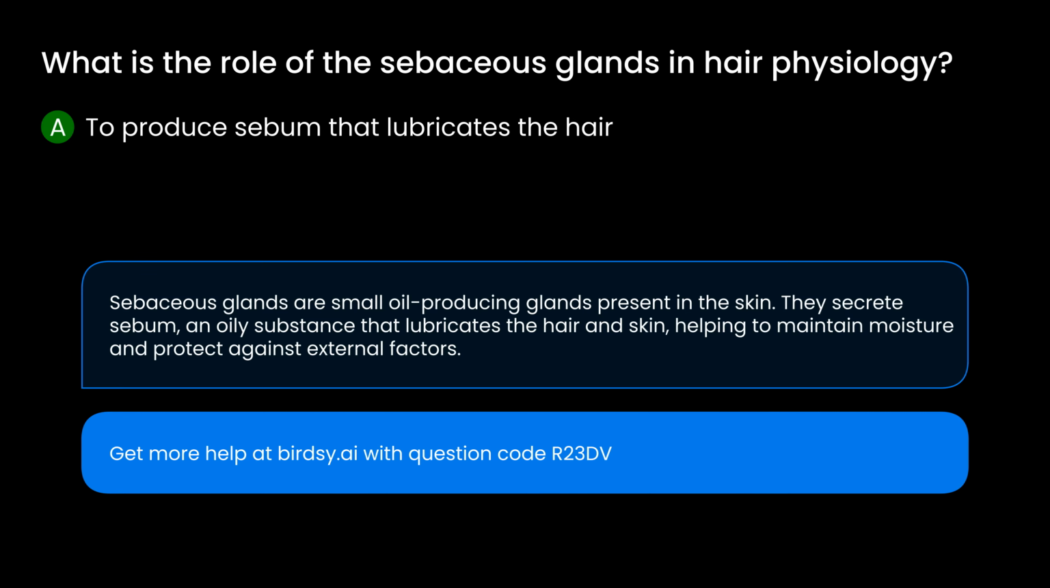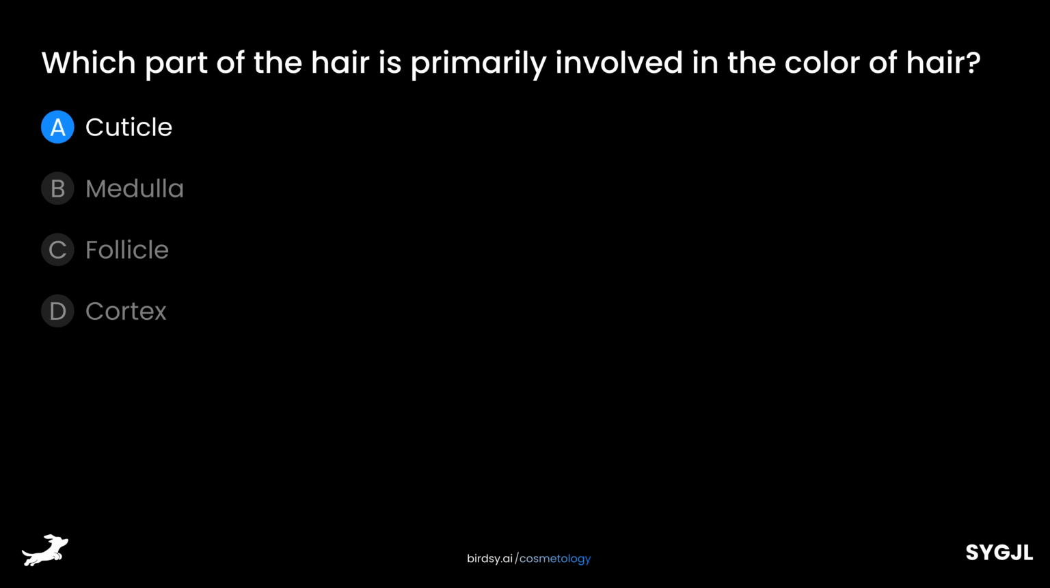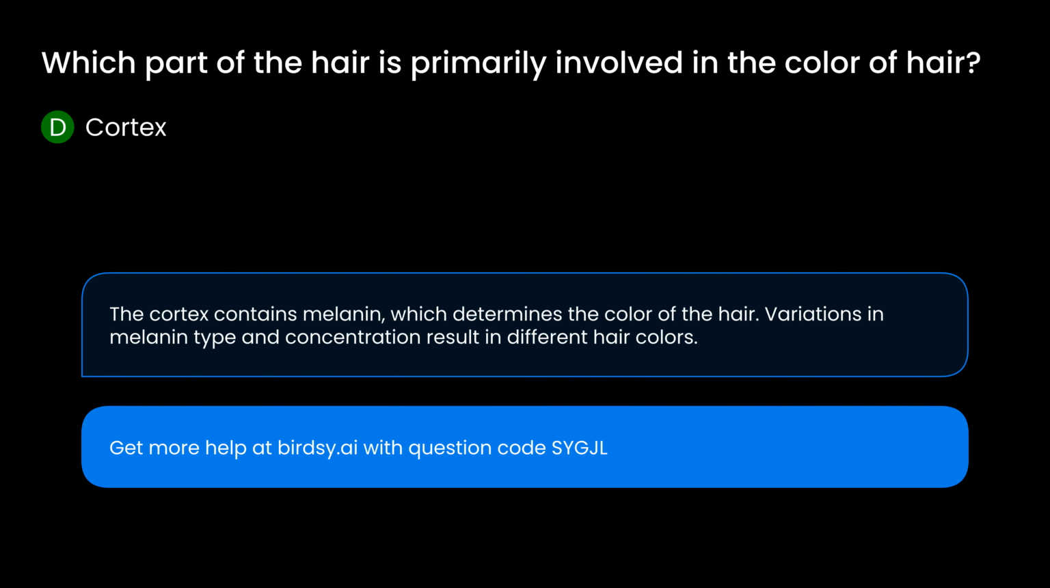The answer is A, to produce sebum that lubricates the hair. Sebaceous glands are small oil-producing glands present in the skin. They secrete sebum, an oily substance that lubricates the hair and skin, helping to maintain moisture and protect against external factors. Which part of the hair is primarily involved in the color of hair? Is it A, cuticle, B, medulla, C, follicle, or D, cortex? The answer is D. The cortex contains melanin, which determines the color of the hair. Variations in melanin type and concentration result in different hair colors.